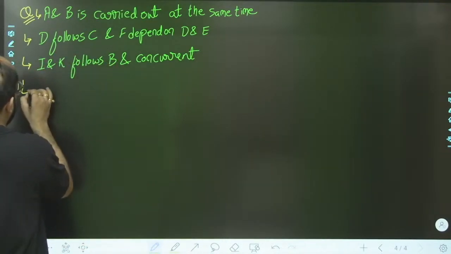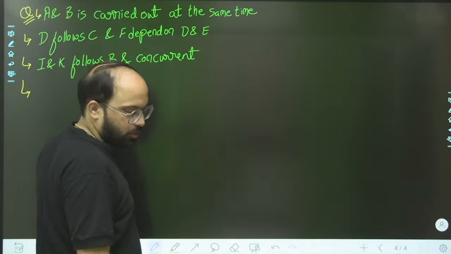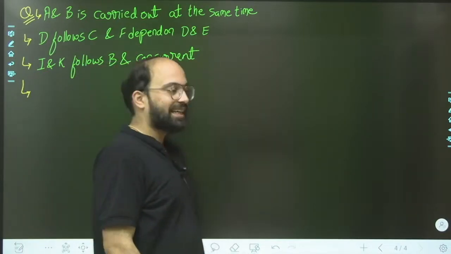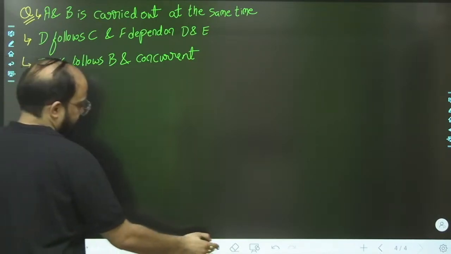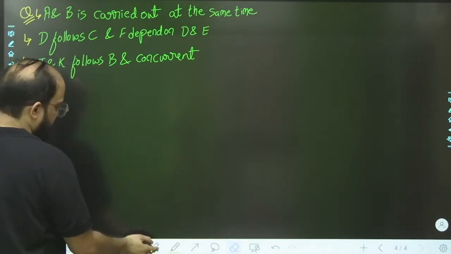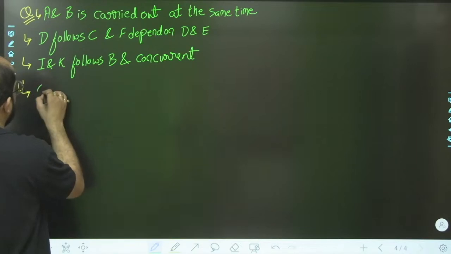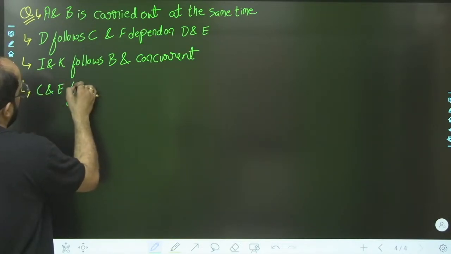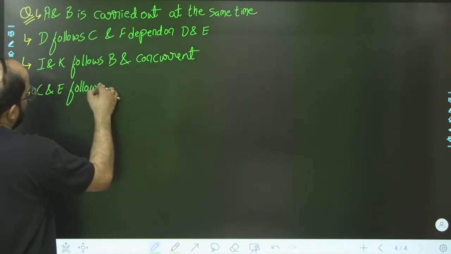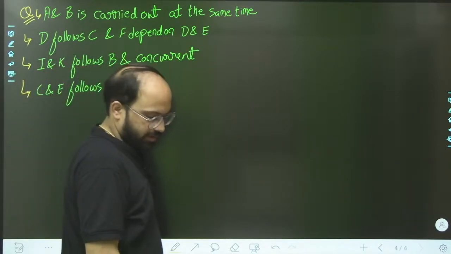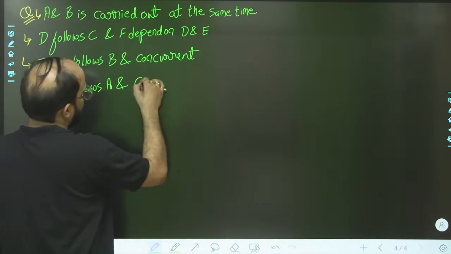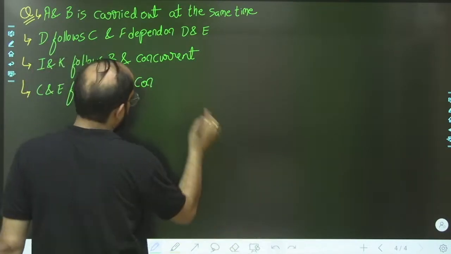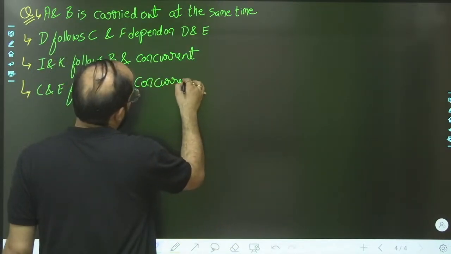Okay, next, another two activities we have, C and E. C and E will follow A. C and E follow A and are concurrent, and these two are also concurrent.